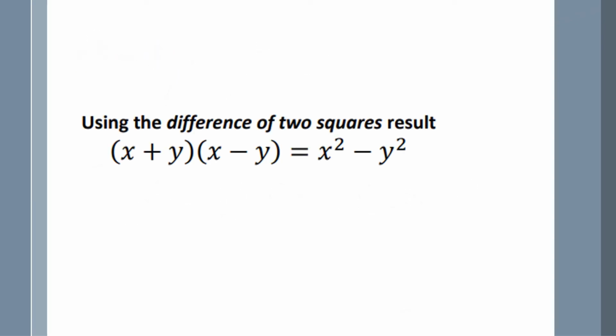And that's that formula that I was talking to you guys about, the difference of squares, which is going to be important for you to know.